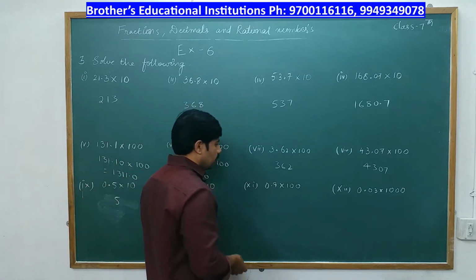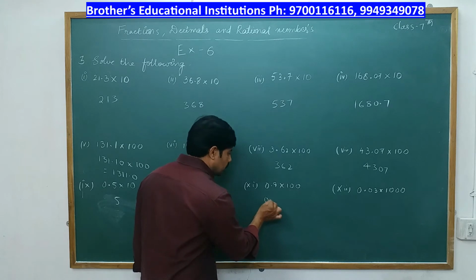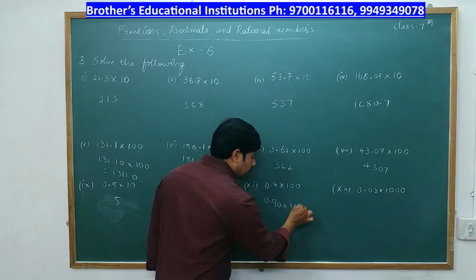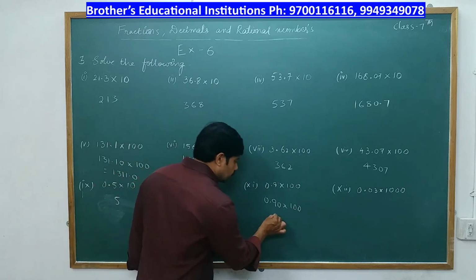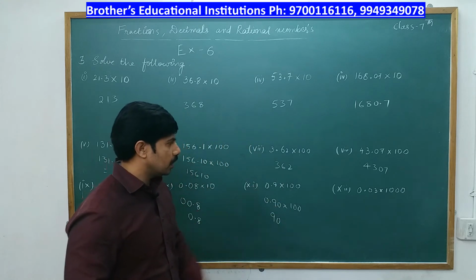0.9 into 100. So we have 100, two zeros. We have only one digit after decimal. So 0.9. One more zero you can add. It will be very easy to add it. Now I will shift the decimal after two digits. This will become 90. Okay. So now we go to the next problem.